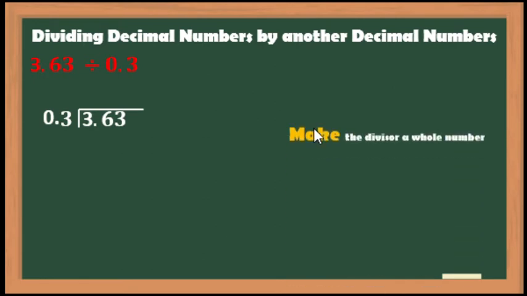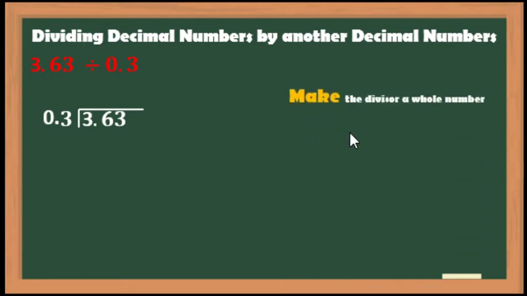So the first step is make the divisor a whole number. How are you going to do that without multiplying to a whole number power of 10? To make the divisor a whole number, you just simply move the decimal point from left to right. Since our divisor has one decimal place, we must move the decimal point once from left to right. Let us move. So instead of having 3 tenths, we will have 3.